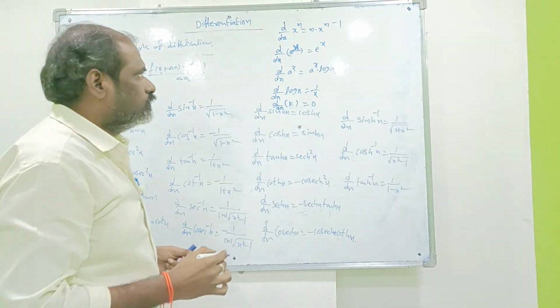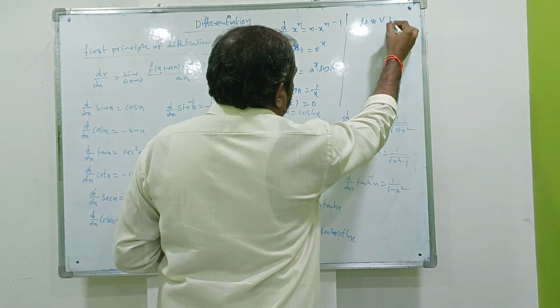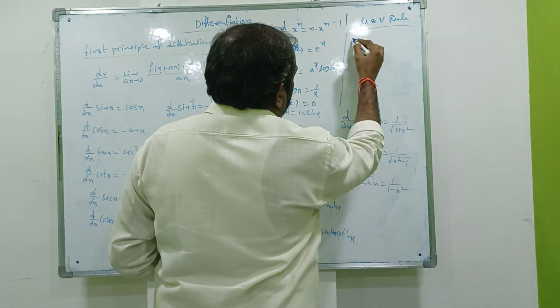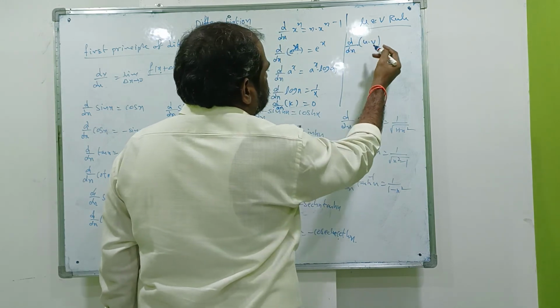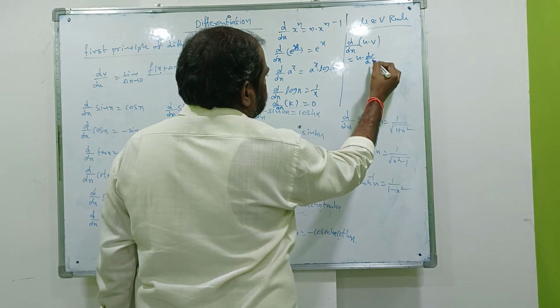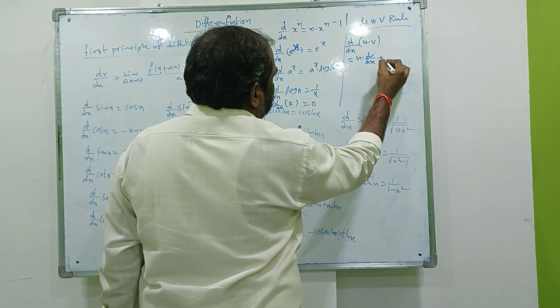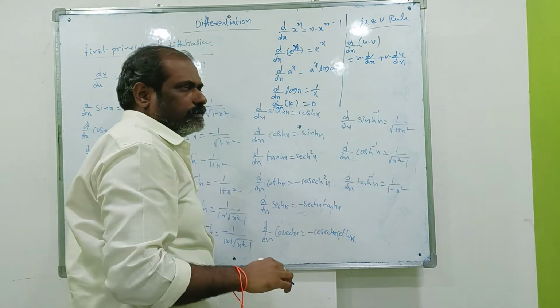So next, under u, v rules, another important thing. First one, product rule. Product rule: d by dx of u into v is u into dv by dx plus v into du by dx. This is the u into v rule.